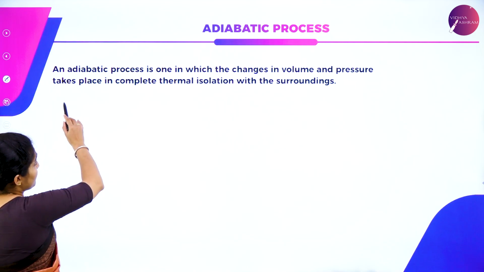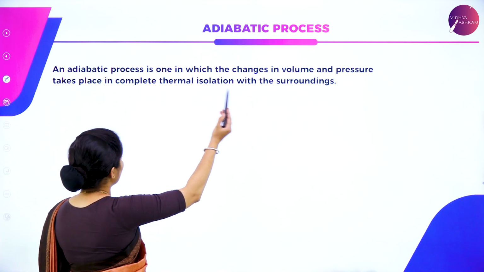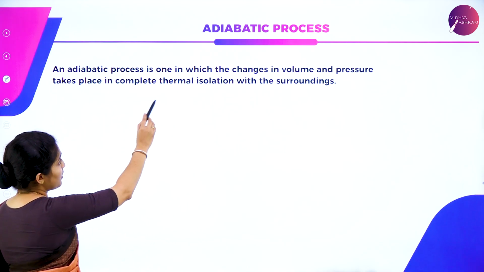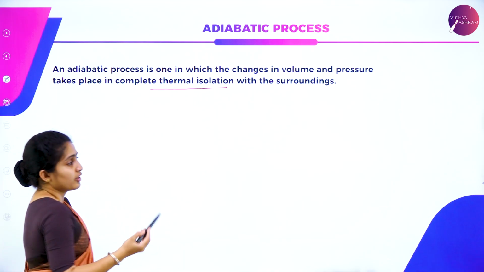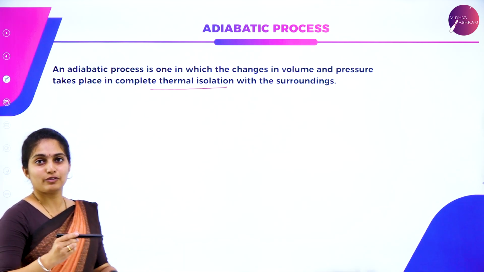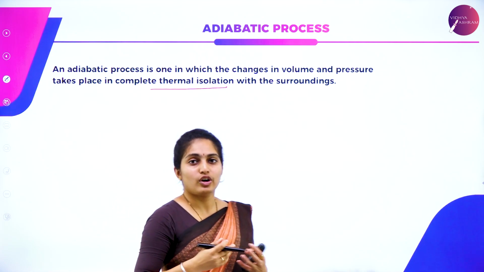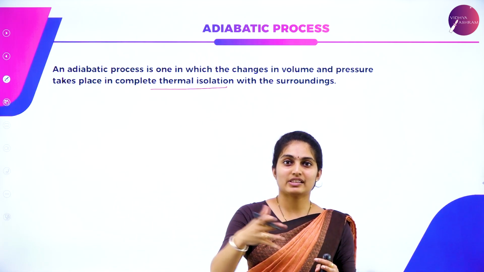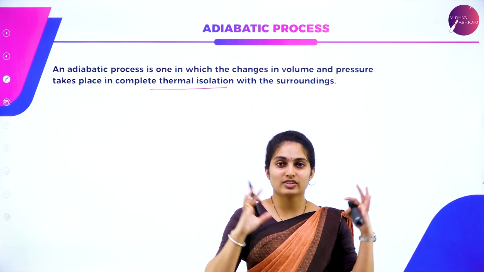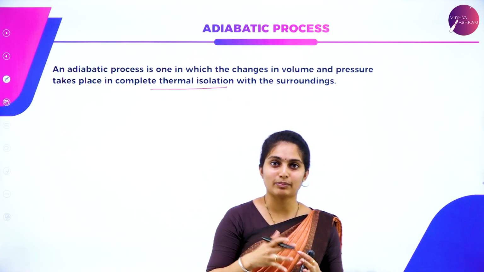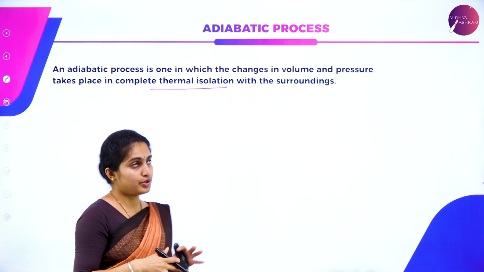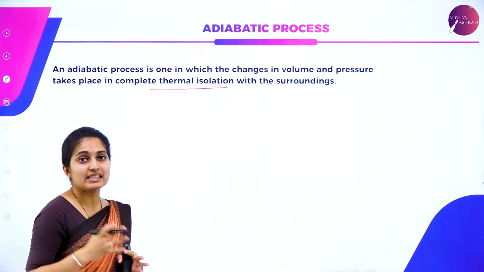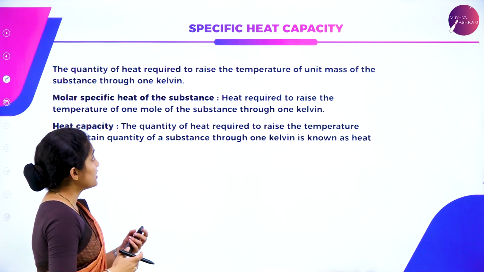Here you can see the adiabatic process, in which the changes in volume and pressure take place in complete thermal isolation from the surroundings. In the case of an adiabatic process, there is no exchange of heat between the body and the surroundings. It is isolated from the heat which passes from the surroundings to the object. Such a process is called an adiabatic process.